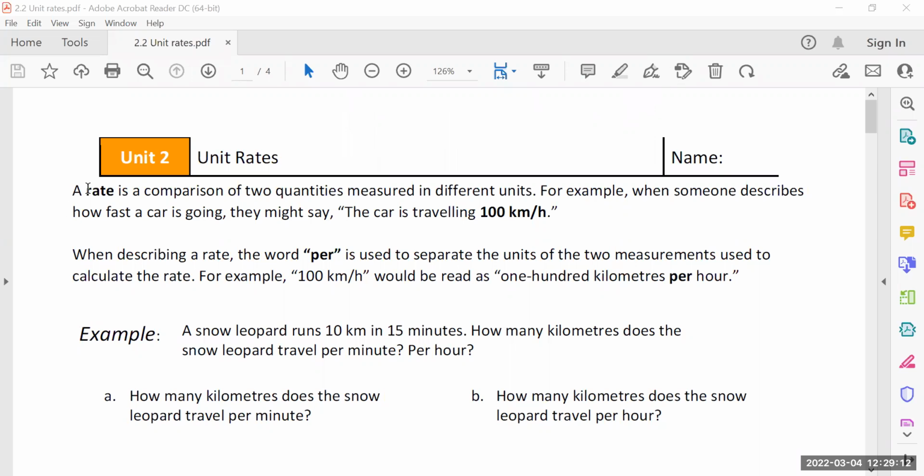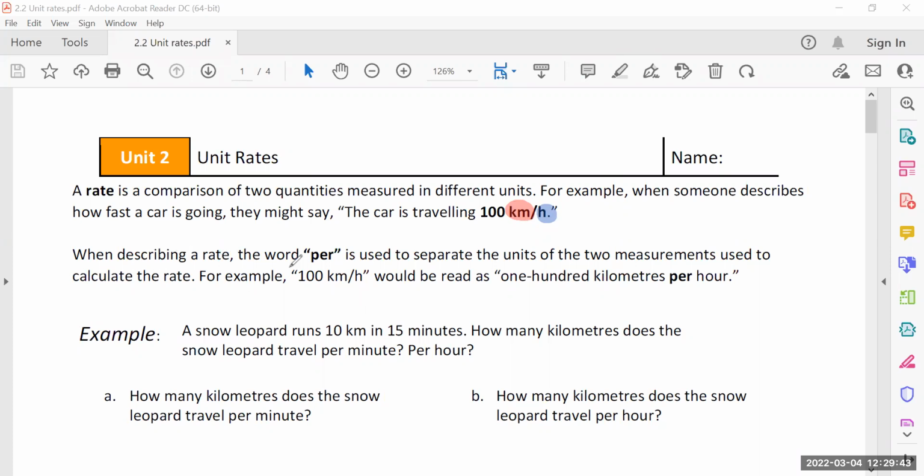Unit rates. A rate is a comparison of two quantities. Sounds familiar? That's what a ratio is. Measured in 2 different units. For example, when someone describes how fast a car is going, take a look at the units we're using. The car is traveling at some unit divided by another unit that has nothing to do with a measurement of distance. This is a measurement of time. That's all it is. 2 different units.